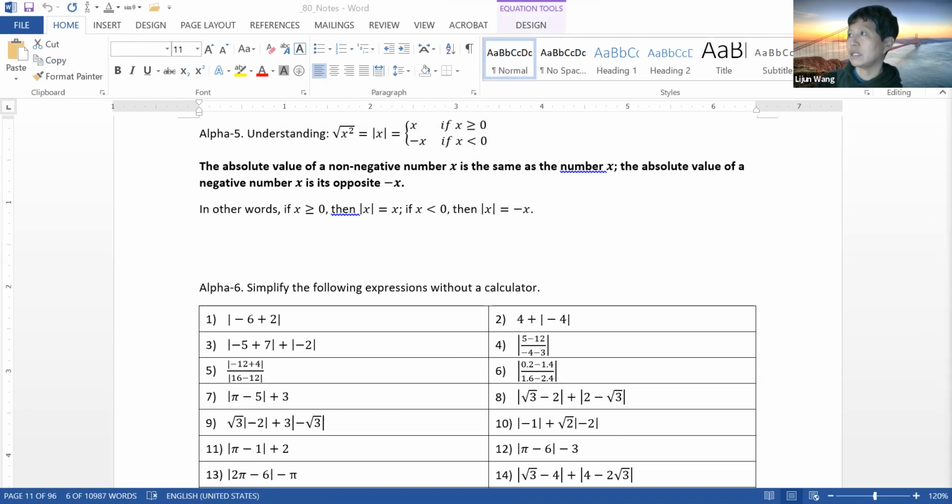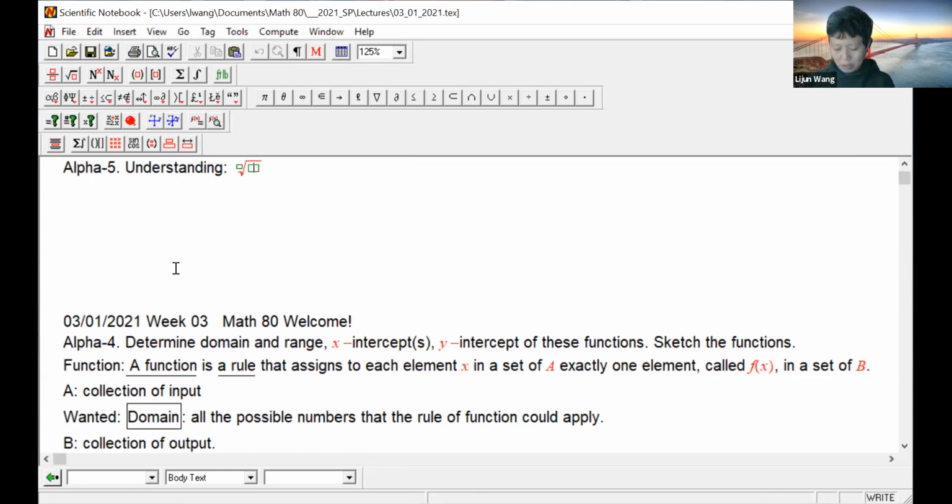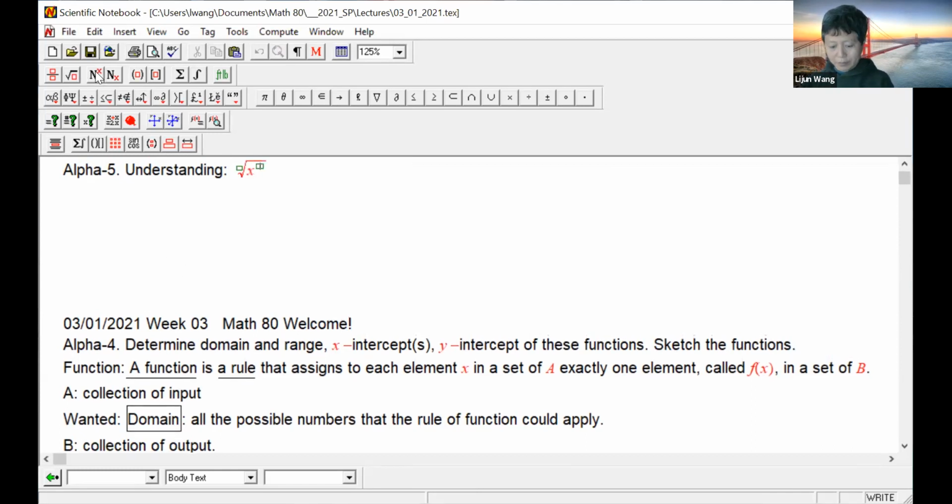Understanding. I'm going to stop share and start another share with you. You look at alpha 5 on your notes, and I'm going to put it on this screen. The first part we want to understand is that the square root of x squared is equal to the absolute value of x. We talked about that last time, didn't we?